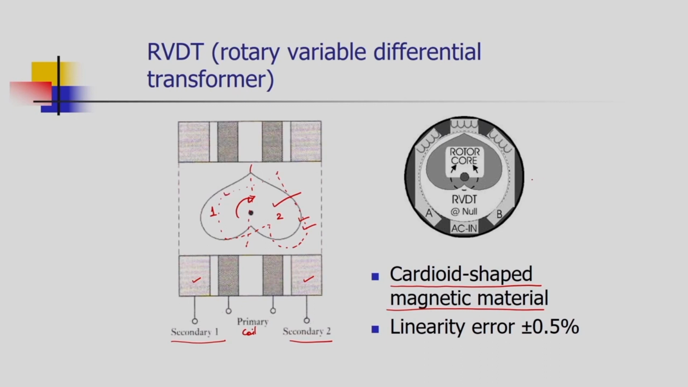The typical construction is shown in the second diagram. These sensors have a linearity error of about plus or minus 0.5 percent.